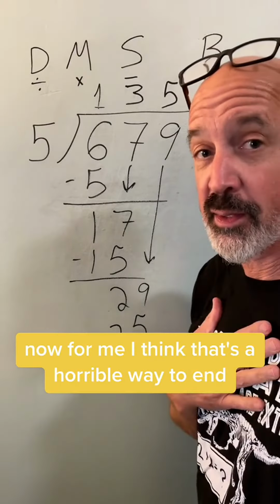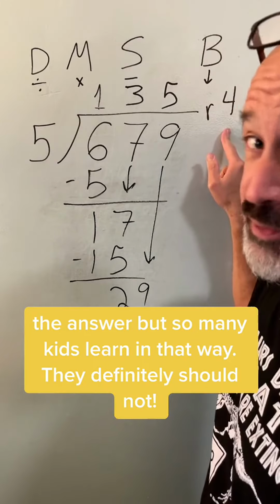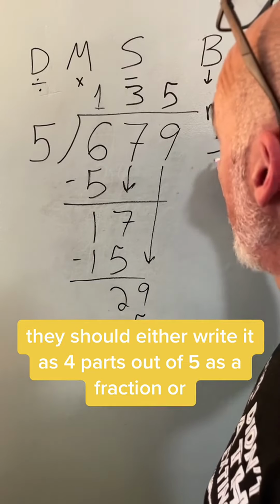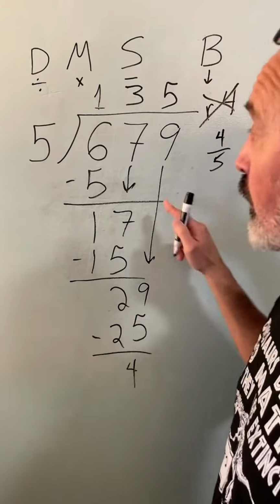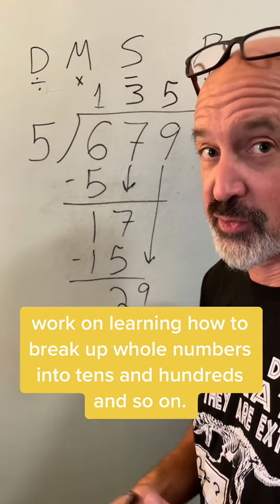Now, for me, I think that's a horrible way to end the answer, but so many kids learn that way. They definitely should not. They should either write it as 4 parts out of 5 as a fraction, or work on learning how to break up a whole number into tenths and hundredths and so on.